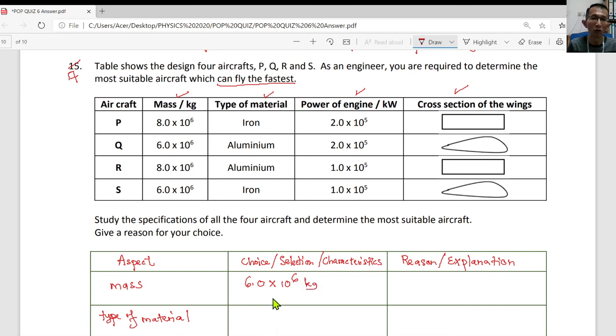Okay, suppose you don't want to use the numbers, you can also write here low. Choose low mass. So why do we choose low mass? Well, an aeroplane needs to fly. So you don't want to have the aircraft to be very heavy. So why do you need to have a lighter aircraft? So that it can fly, can fly more easily.